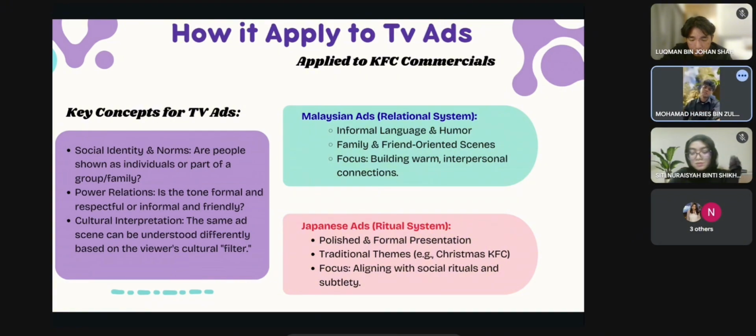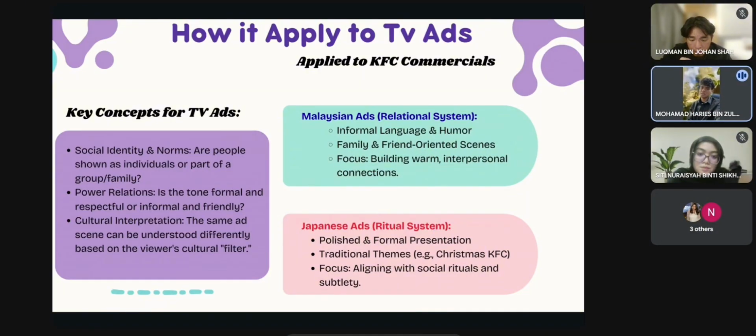So applying these lenses to KFC commercials reveals a clear and fascinating dichotomy. In Malaysia, the ads reflect what scholars would call a relational system. We consistently observe informal language, a focus on humor, and scenarios centered on family and friends. The primary goal here is clear: to build warm interpersonal connections. The ads even say KFC is about fun and togetherness.